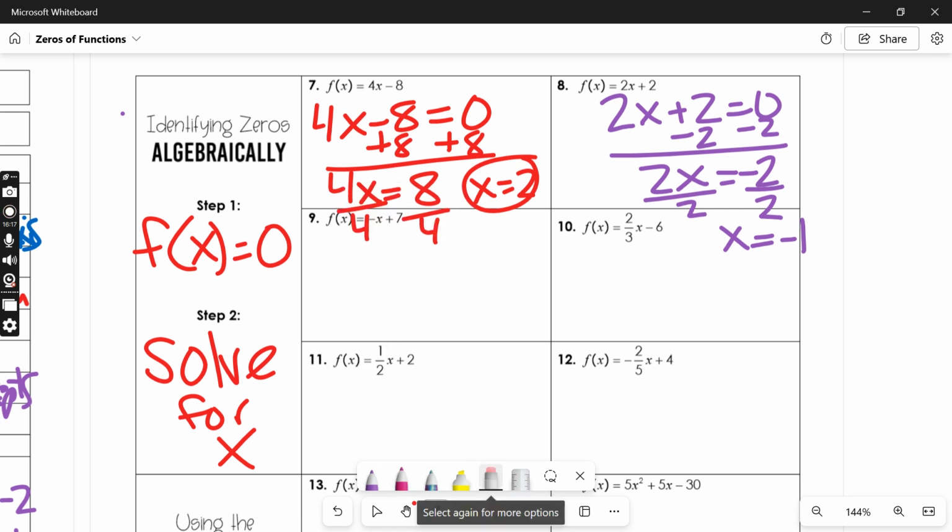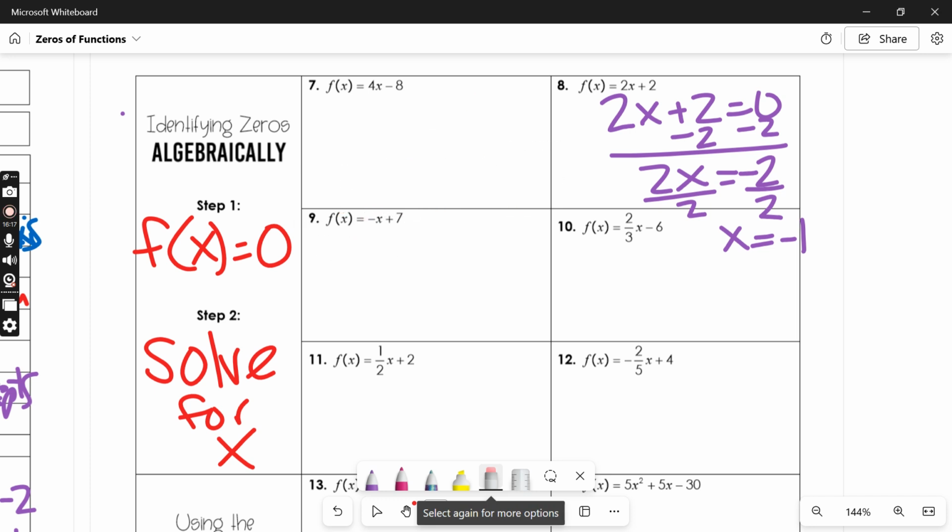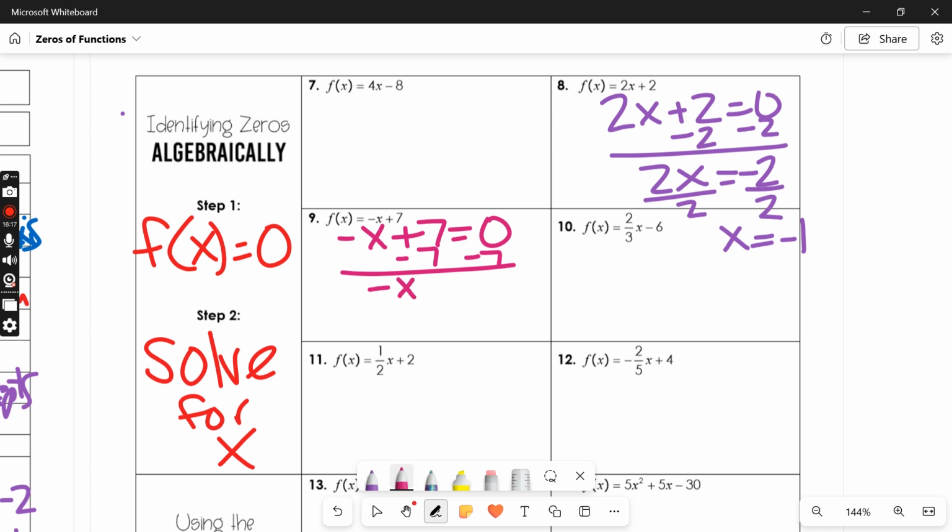I'm going to erase some of this problem just so that I have room to write. Okay, so I'm going to have negative x plus 7 equals 0. I'm going to subtract 7 from both sides. So I have that negative x is equal to negative 7. I'm going to divide both sides by negative 1. So I get x equals 7.